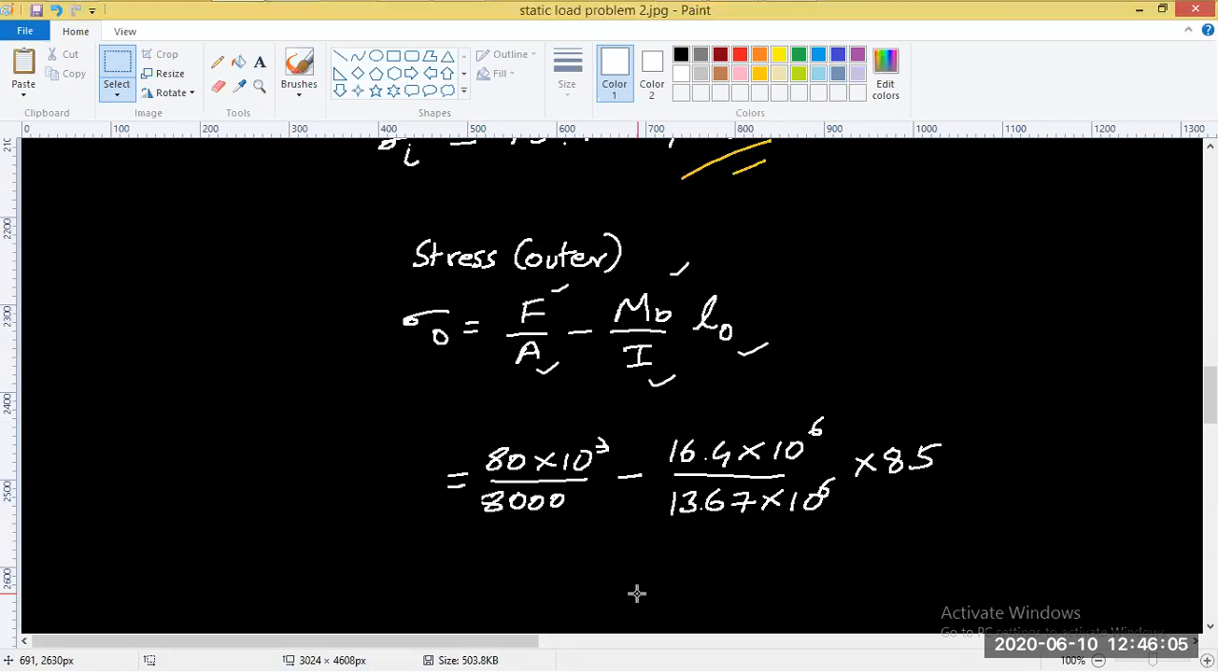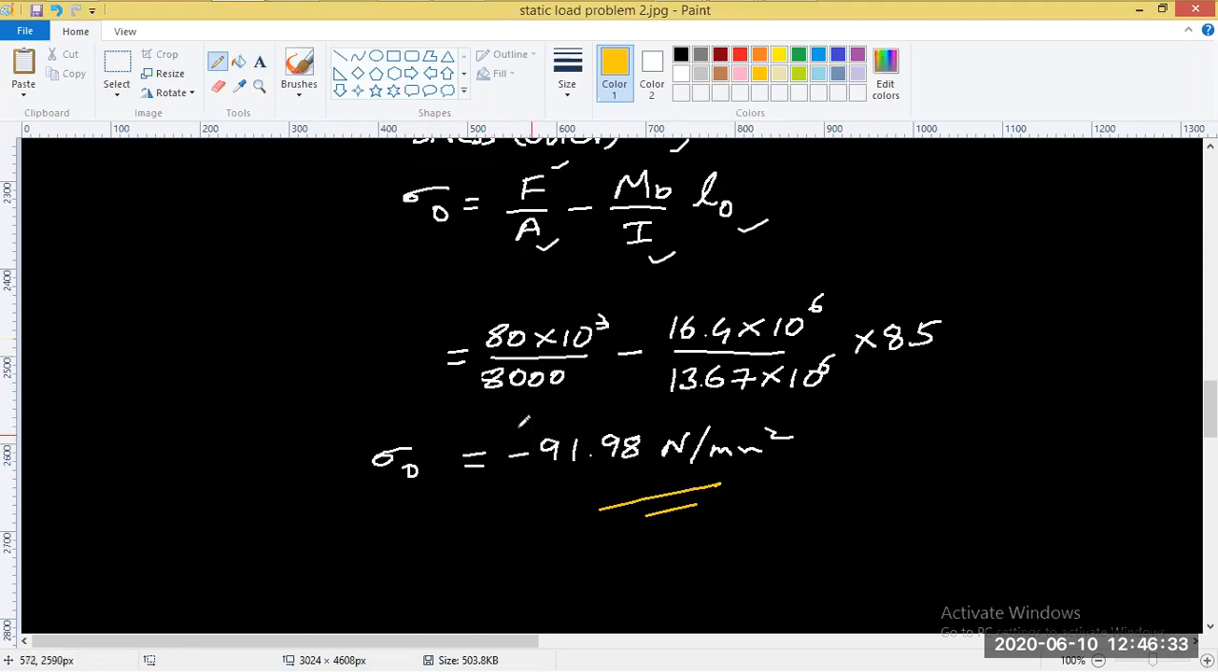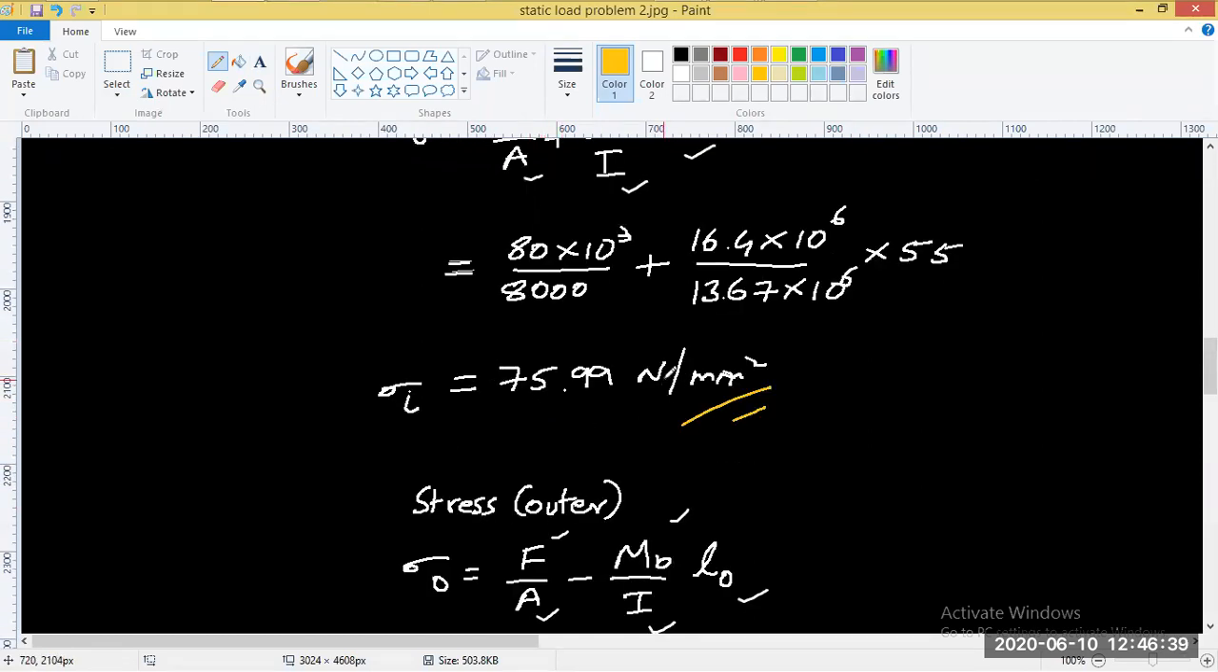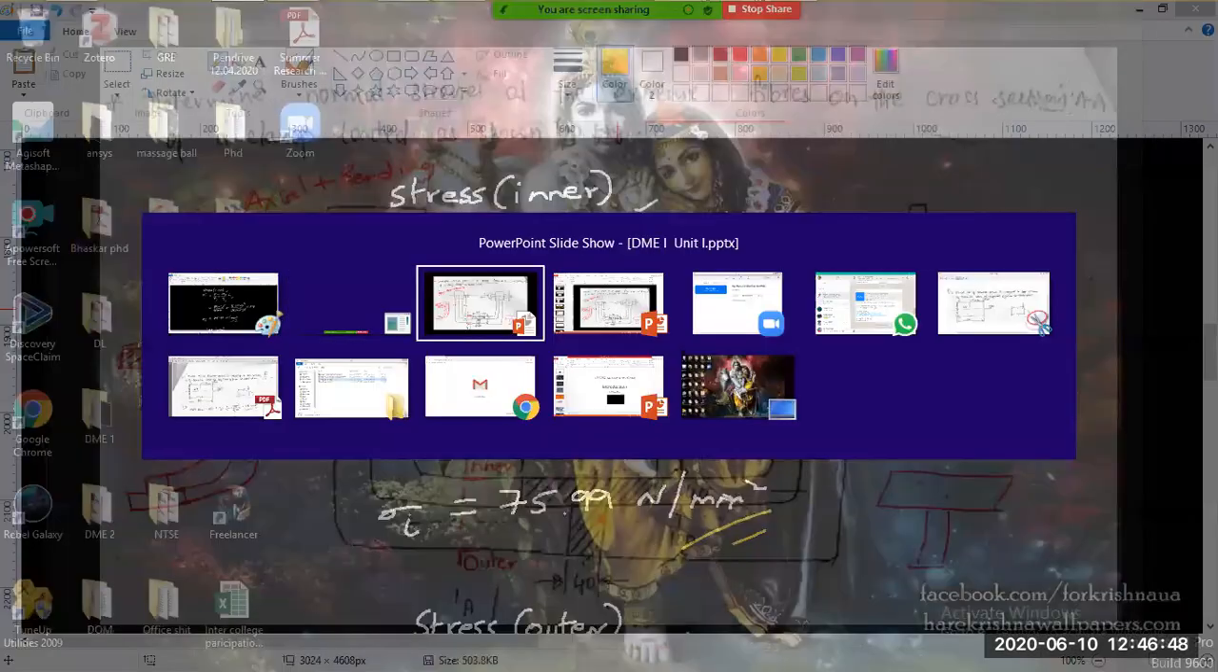Right, so we are getting the answer. Just check with me. This is equal to minus 91.98 Newton per mm square. So this is the outer stress, the stress experienced by the outer fiber. As expected, this is negative. Negative means it is being compressed, and in the inner fiber it is positive, which means it is being stretched. So this is 8,000, make that small change. I think we have solved everything which is required.